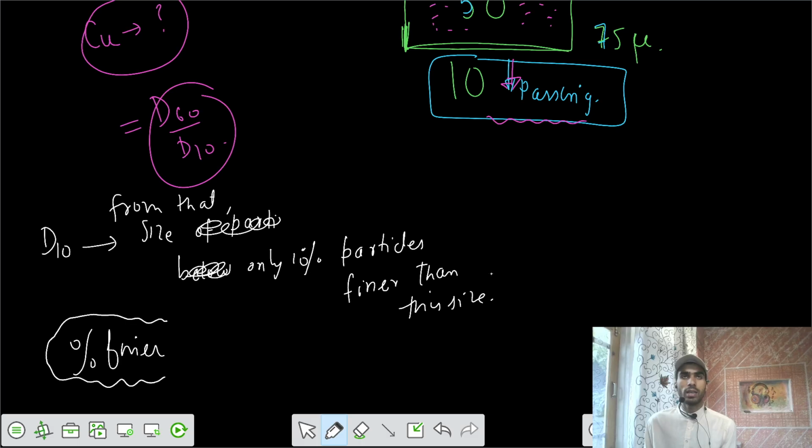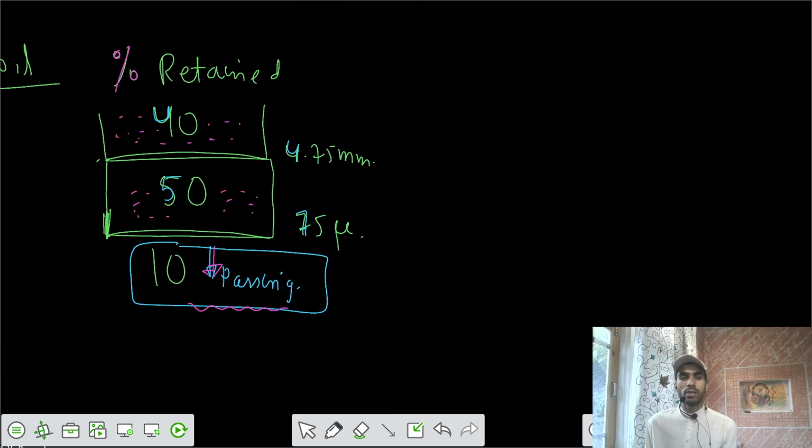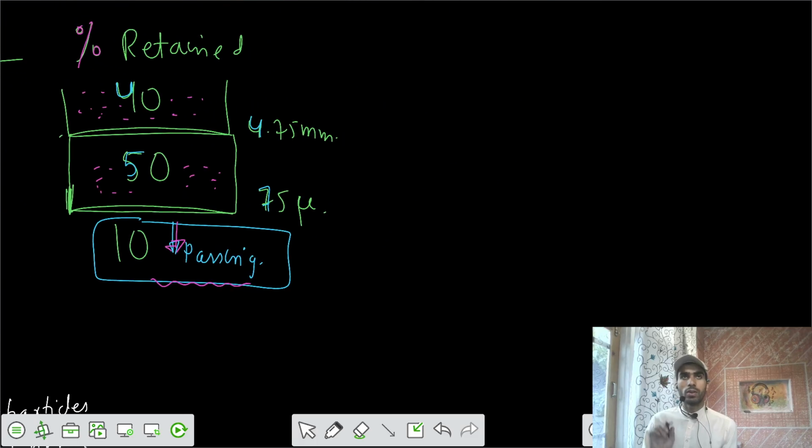We have studied the sieve analysis. In that case, we have a particular sieve size, and corresponding to that we have some weight of soil retained, and from that we calculated the percentage retained. And after that we calculated the cumulative percentage retained.